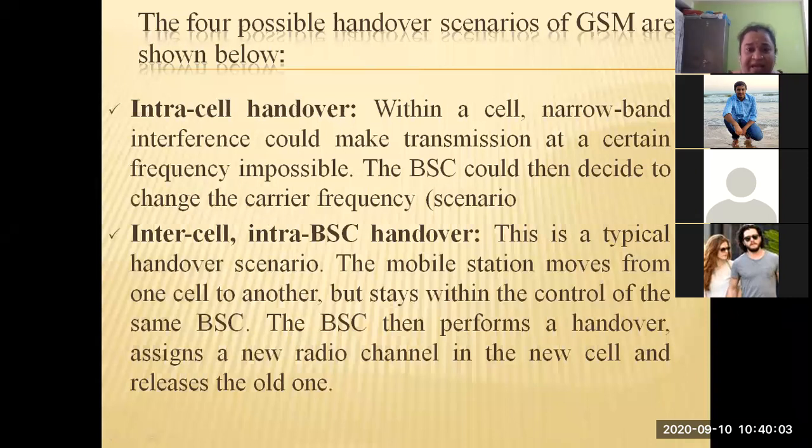For example, within the cell area itself, we are not moving to another cell, not moving to another BTS. But whenever there is very narrowband interference, because of the neighboring cells and neighboring frequencies, we may get some interference and disturbance, because of which the signal could not be completely connected. At that moment, within the cell itself, the base station controller will change your carrier frequency from one band to another band. Whenever there is interference because of the neighboring channels and we couldn't get the complete signal connected, we change our frequency.